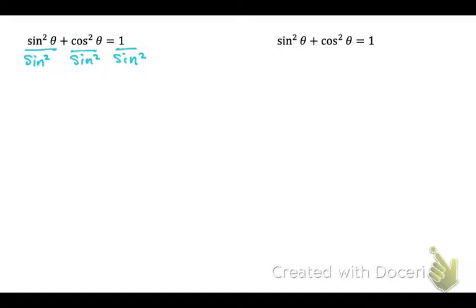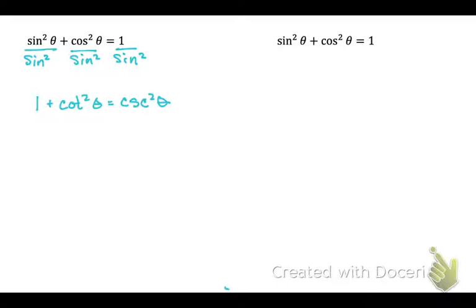So sine squared divided by sine squared is what? 1. Plus, well, cosine over sine is what? Cotangent. So we now have cotangent squared of theta. And 1 over the sine of theta is cosecant. So that's how we get the other Pythagorean identity.